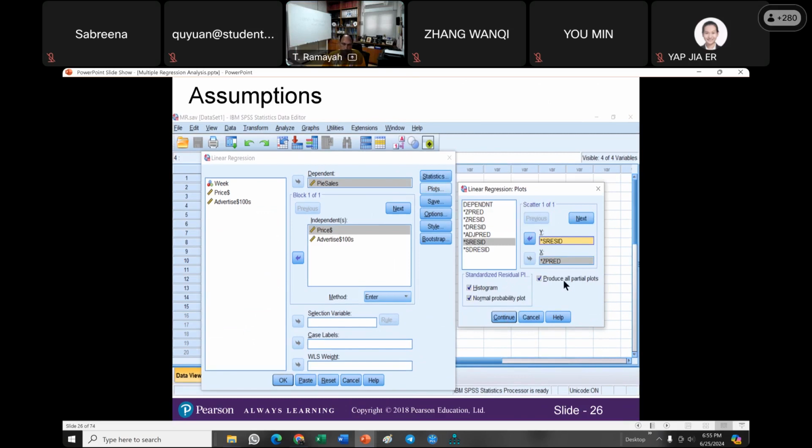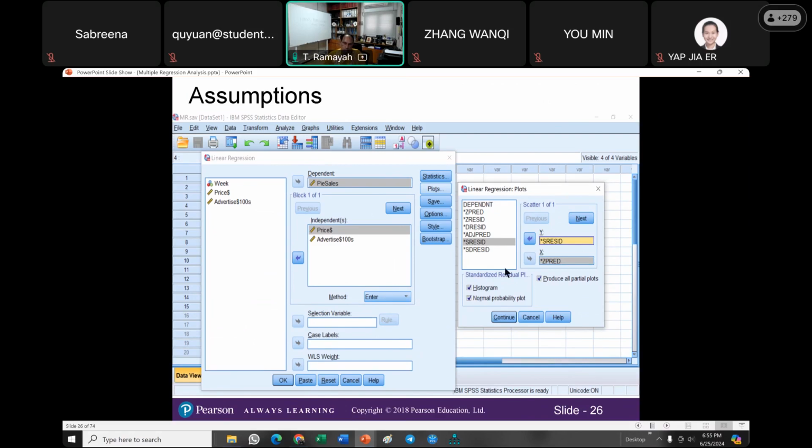And then we need to tick also this button called produce all partial plots. This will give us the scatter plot of independent variable 1 and independent variable 2, and the dependent variable. That is called the scatter plot.